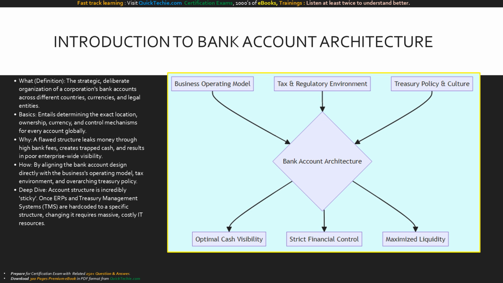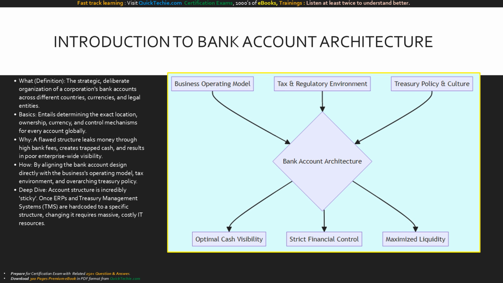In our deep dive, we learn a crucial lesson: account structures are incredibly sticky. Once your enterprise ERP and treasury systems are hard-coded to a specific banking structure, altering it requires massive IT resources and systemic downtime. Therefore, getting the architectural design right from day one is absolutely paramount to long-term financial agility and corporate success. Look at the flowchart on your screen.